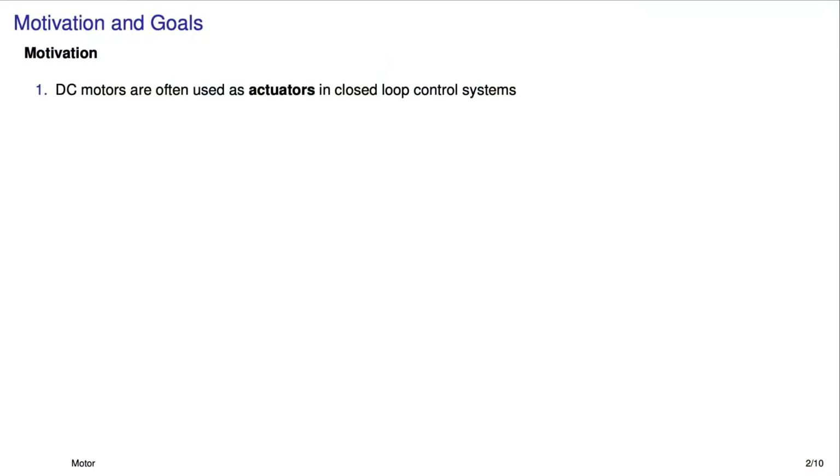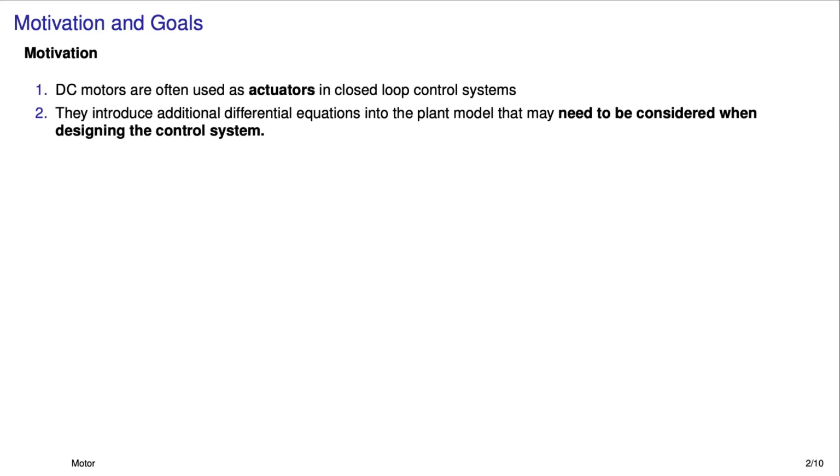So before we get started, let's look at some motivation and goals. Control systems often have some sort of actuation, and DC motors are a real common form of actuation, so it's good to look at those. One of the interesting aspects of control design is that you often have to specify the requirements for the actuation, and to do that you likely will need to design the controller, and the actuation may present some additional dynamics into the closed loop system. So there's this circular sort of thing going on.